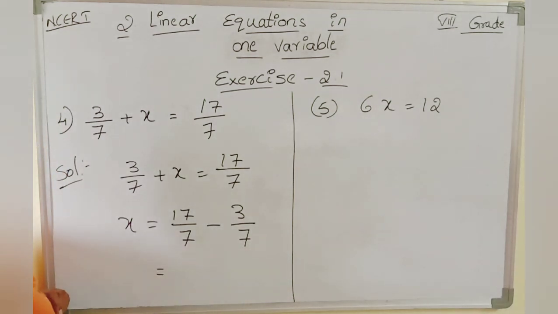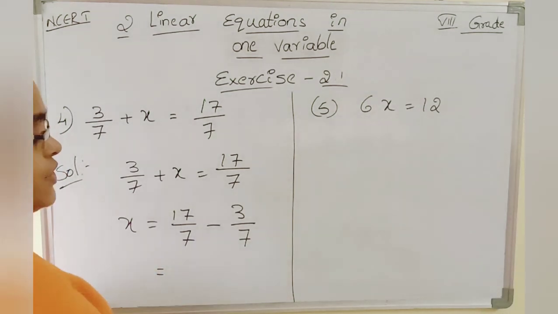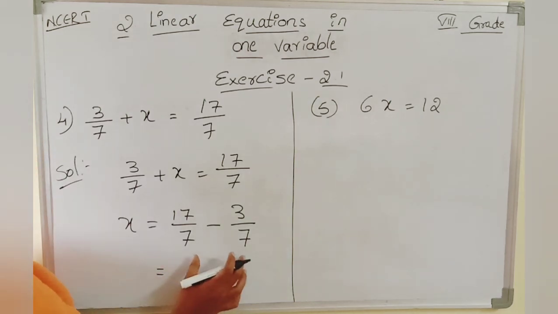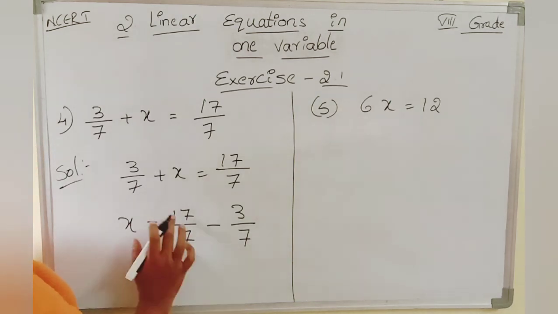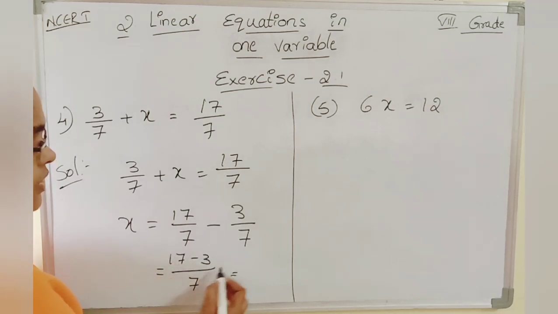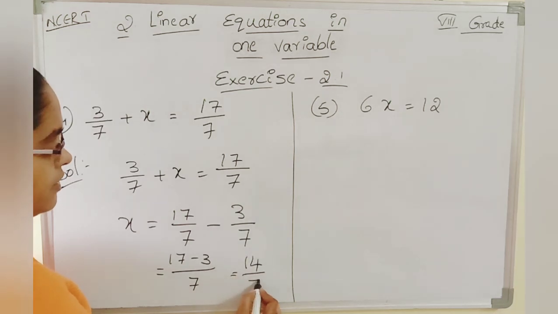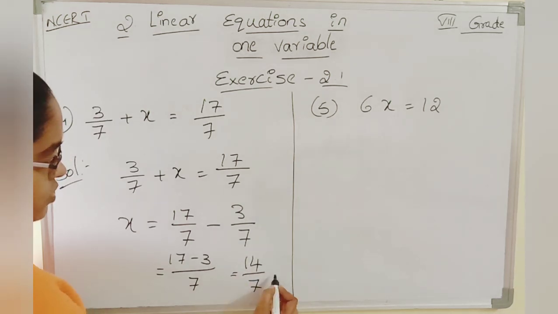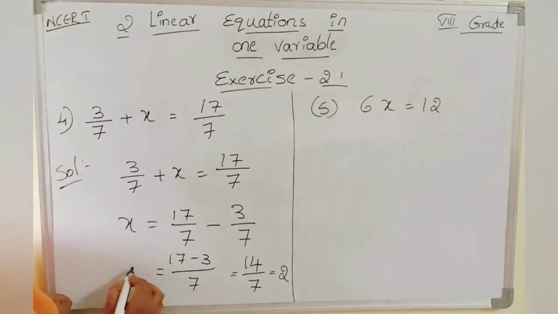In rational numbers we learned how to do subtraction of rational numbers. Here the denominators are the same, so we simply need to subtract the numerators. 17 minus 3 by 7, which is nothing but 17 minus 3, that is 14 by 7. 7 ones are 7, 7 twos are 14, so that is nothing but 2. So the x value here is 2.